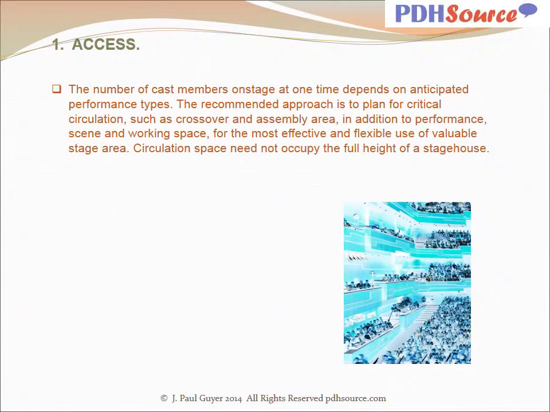The number of cast members on stage at one time depends on anticipated performance types. The recommended approach is to plan for critical circulation, such as crossover and assembly area, in addition to performance, scene, and working space for the most effective and flexible use of valuable stage area. Circulation space need not occupy the full height of a stage house.